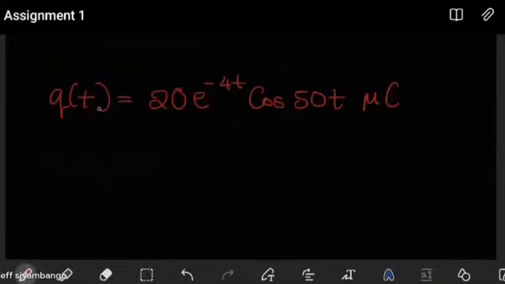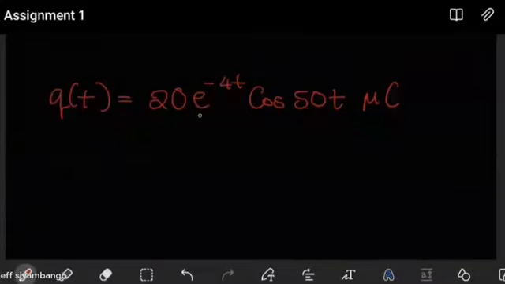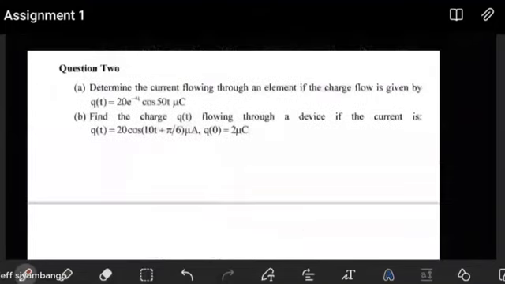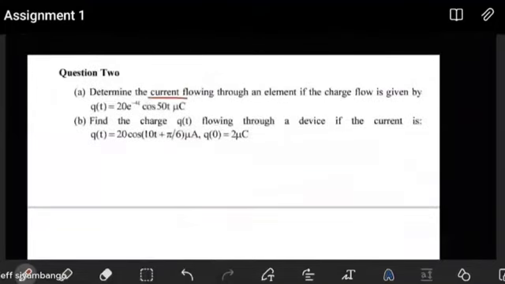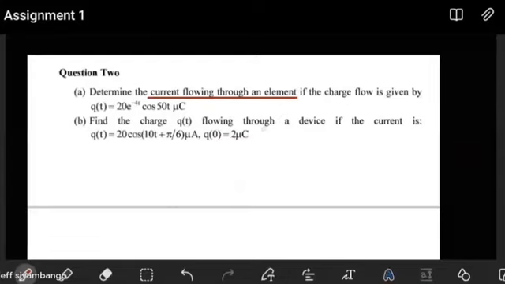Now, how do you solve this? How do you work it out? Well, we're given what the charge is, and the question is asking us to find what? They're asking us to find the current flowing through an element. In some questions, they'll give you the time, but in this case, they haven't given us the time, meaning most likely we're going to get an expression for the current in terms of time.